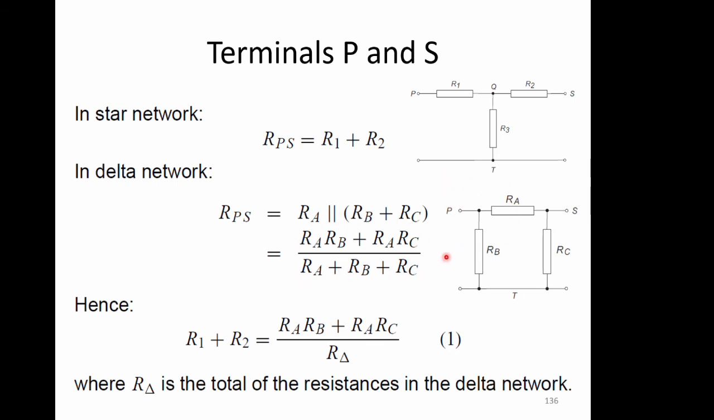So it's starting to get a bit complicated, but it's just simple rules being applied. So hence these have to be equivalent to each other. So R1 plus R2 must equal RA RB plus RA RC over RA plus RB plus RC. And RA plus RB plus RC tends to appear a lot in these equations and takes a lot of effort to write down, so we would just call that R delta. This is just a shorthand that says that's the equivalent of all the resistances added up. It just makes it easier to write. Okay, so we've got R1 plus R2 equals RA RB plus RA RC over the total resistance RA plus RB plus RC.